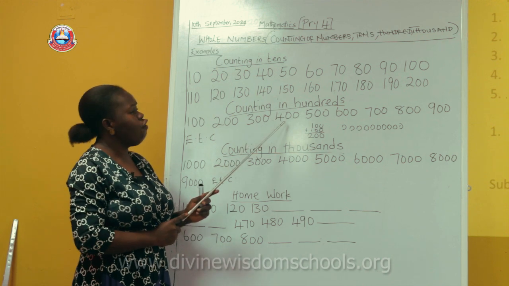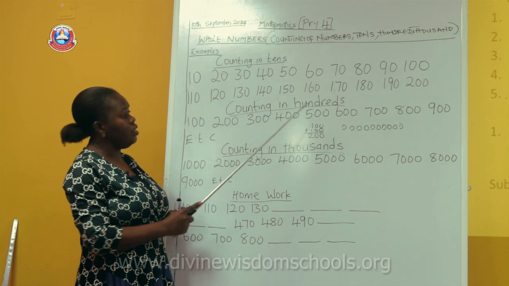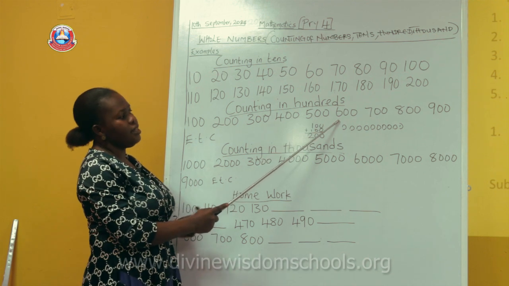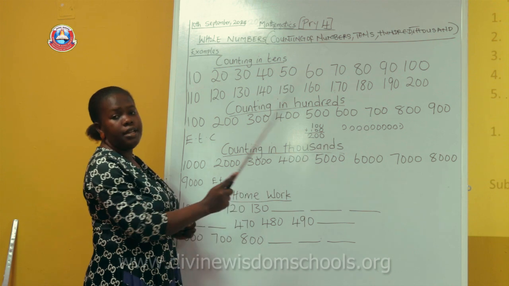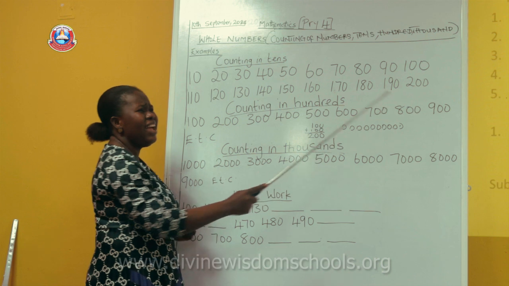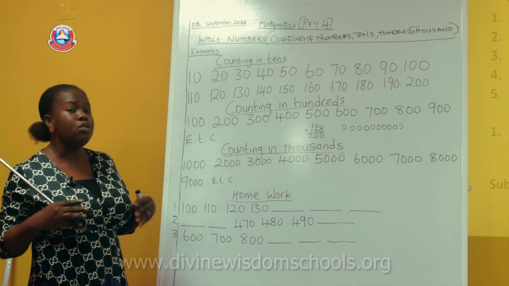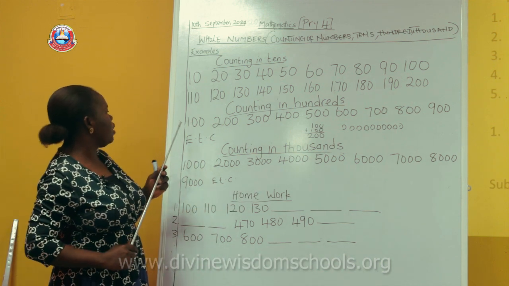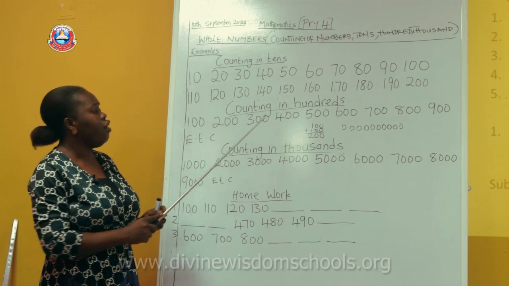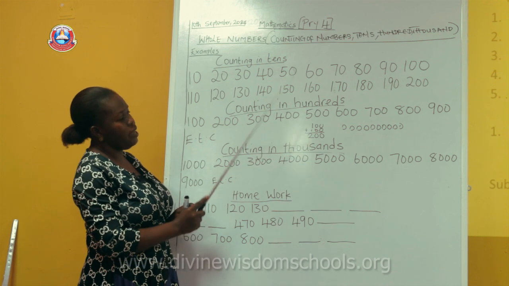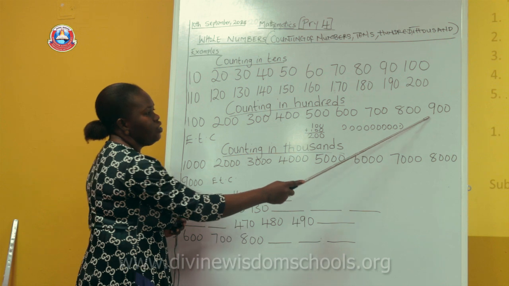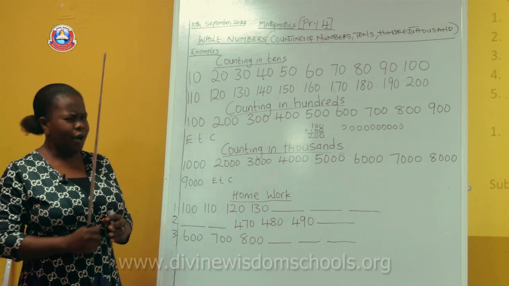300 plus 100, 400. 400 plus 100, 500. 500 plus 100, 600. 600 plus 100, 700. 700 plus 100, 800. 800 plus 100, 900. Etc. It means and so on and so forth. Now let's count it together: 100, 200, 300, 400, 500, 600, 700, 800, 900, etc. Are we following?